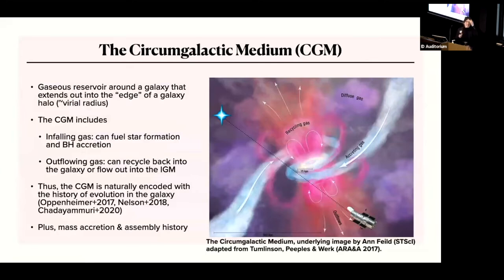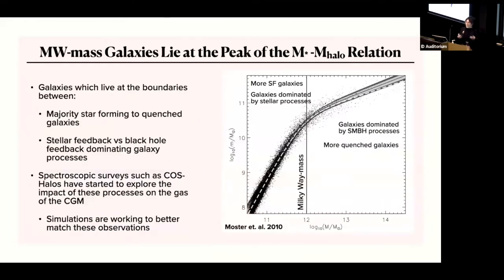So I'm interested in exploring the effect of the supermassive black hole on the CGM. If I'm thinking about galaxies where we're going to see the effect of the supermassive black hole, my focus has been on L-star or Milky Way mass galaxies because they live at this knee of the M-star–M-halo relationship here on the right. This knee is where galaxies transition from being dominated by stellar processes to being dominated at higher masses by supermassive black hole feedback processes. And more recently, in the last 10 years, since the installation of the Cosmic Origins Spectrograph on HST, we've started exploring the impact of feedback processes such as supernova and AGN feedback on gas in the CGM.